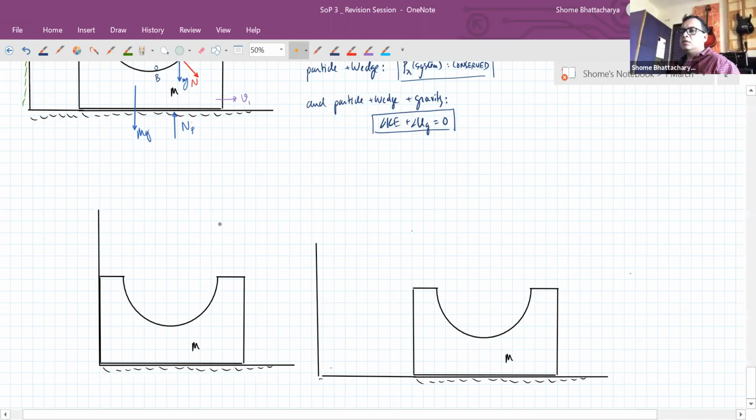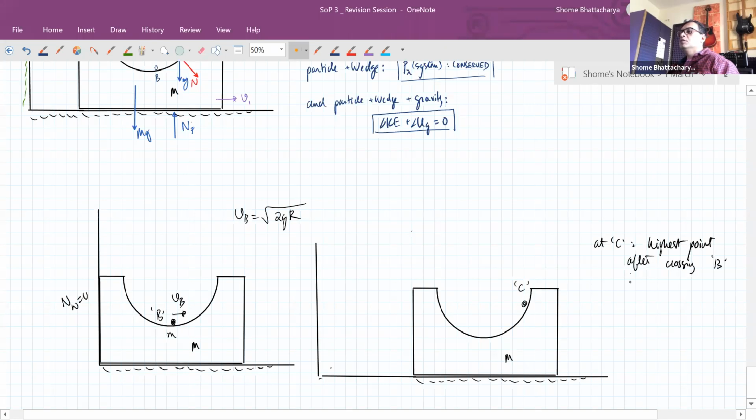Okay, so now if we compare the particle from the position B, where it had just about lost contact with the wall, so normal reaction with the wall had become zero, and at the point B the particle had the velocity root 2gr like this, to the point when it reaches the highest point. Let's say that point is C. So at C, which is the highest point after crossing the point B, the relative velocity of the particle will become zero. So at this point of time, the particle's relative velocity with respect to the wedge will become zero, whereas the wedge is moving at some velocity, let's say v prime, in the ground frame.